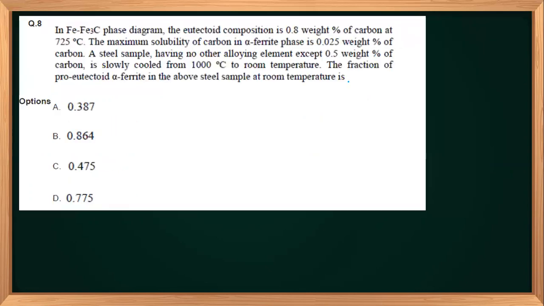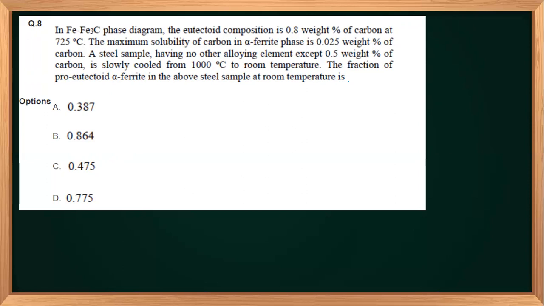And there is another question from the materials. It is from the iron carbon diagram. Okay, so simply we will call it the iron carbon diagram. Now it is asking about the eutectoid composition. The eutectoid reaction is happening at around 725 degrees Celsius. It's an invariant reaction, right? The temperature at which it is happening is 725 degrees Celsius.